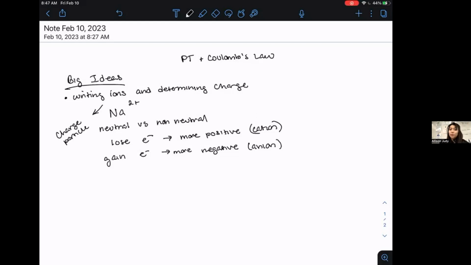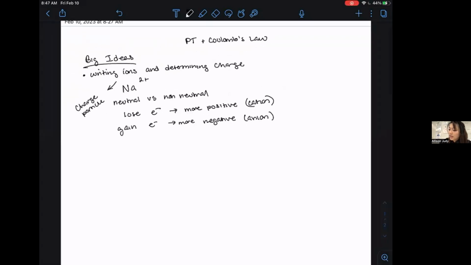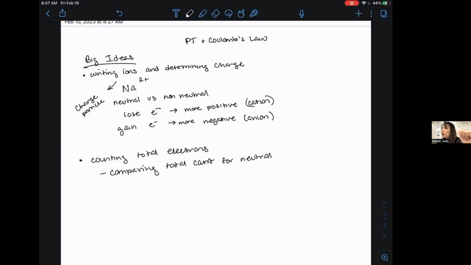That was big idea number one in the first set of questions for both versions. The setup was the same. Big idea number two was counting total electrons and comparing the total count for neutral versus non-neutral. We're sticking with this idea of playing around with the atom. What are the subparticles we can change? We never, ever, ever touch what? Proton count, exactly. But we can touch mass, neutrons, and charge, electrons.